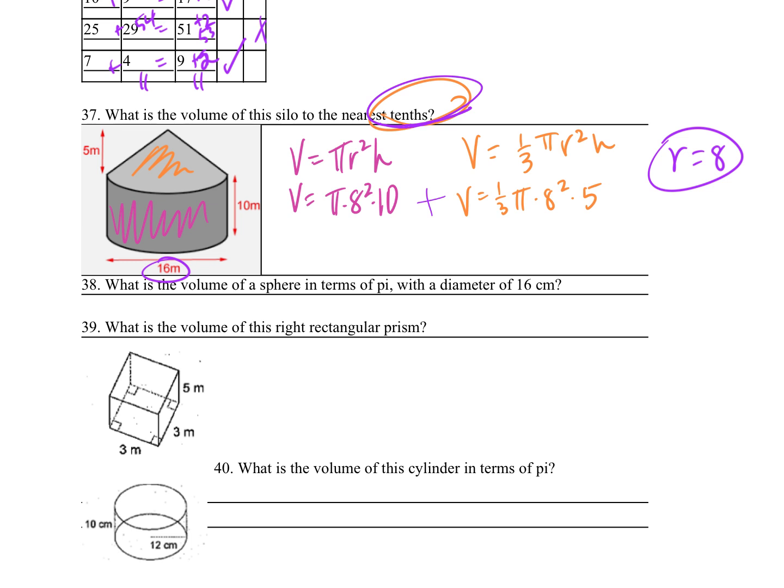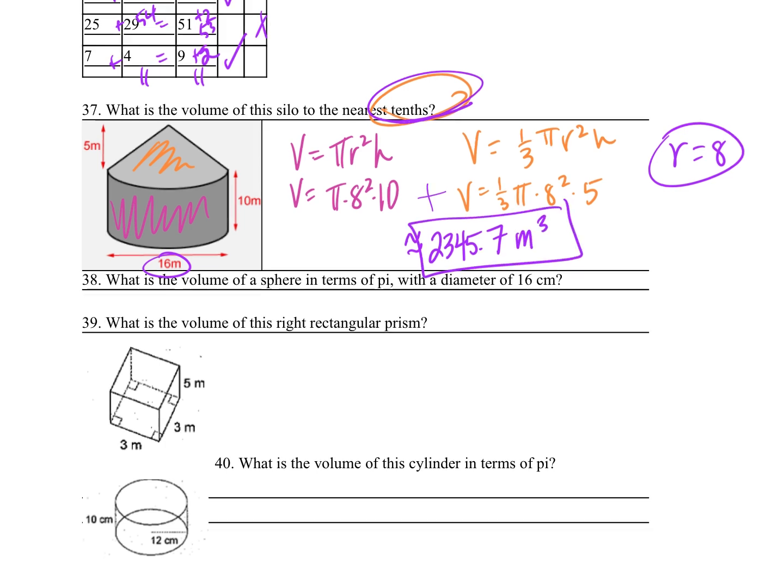So I'm going to type into my calculator second and then the caret key, 8 squared times 10 plus alpha y equals enter 1/3 second pi, so caret key pi, times 8 squared times 5. And that gives me somewhere around 2,345.72, so 7 meters cubed because it's volume.